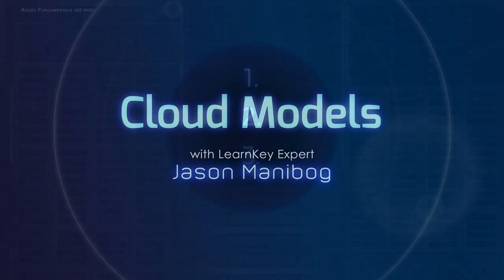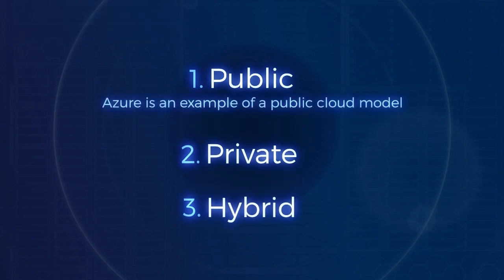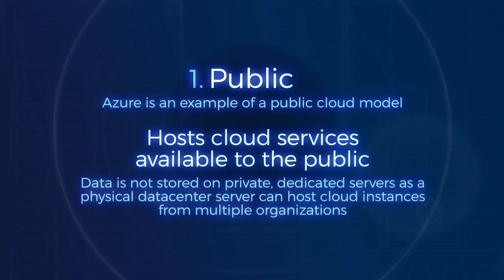There are three main types of cloud models an organization can choose from: public, private, and hybrid. Azure is an example of a public cloud model, in that a cloud provider, like Azure, is a third-party platform that hosts cloud services available to the public. Generally, the data is not stored on private, dedicated servers, as a physical data center server can host cloud instances from multiple organizations. Those instances are virtualized, isolating them from other organizations' cloud instances.